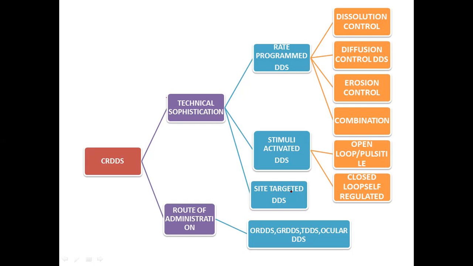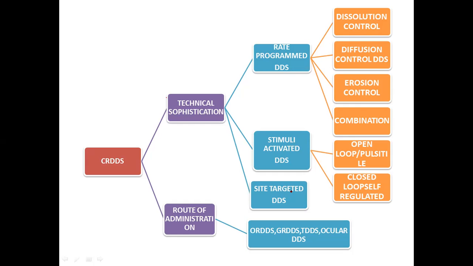So they are passive: the disposition of the drug carrier is based on the physicochemical characteristics of the systems. In active targeting, we alter the natural disposition of the drug carriers and direct them to specific cells, specific organs, or specific tissues. So this is the classification of controlled release drug delivery systems.